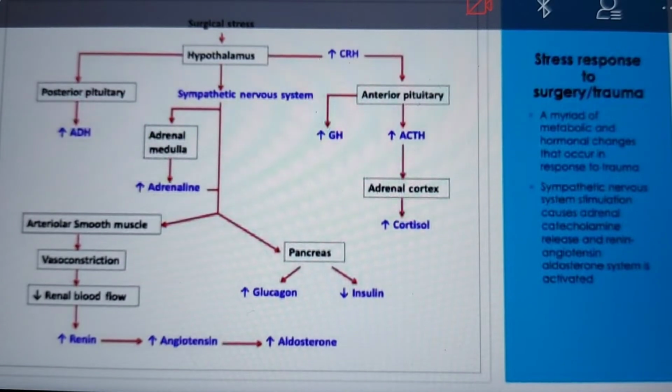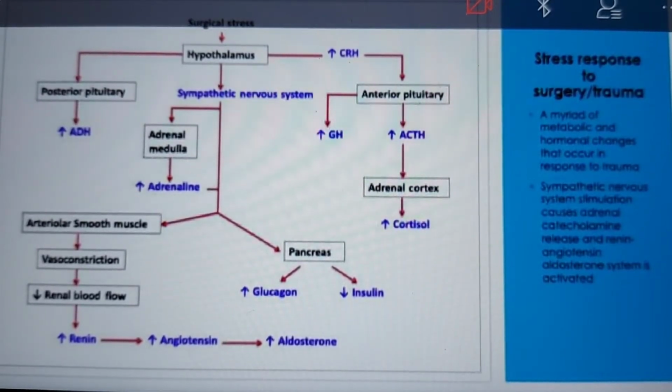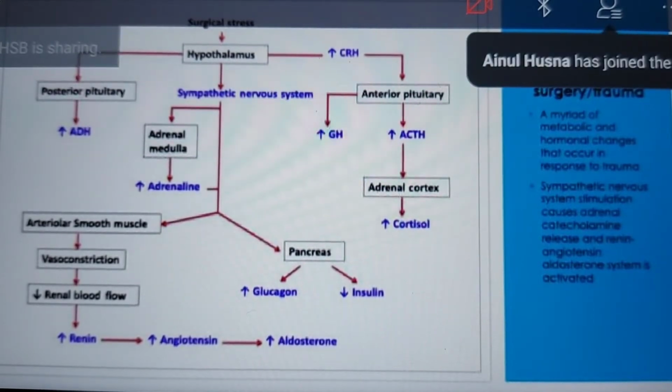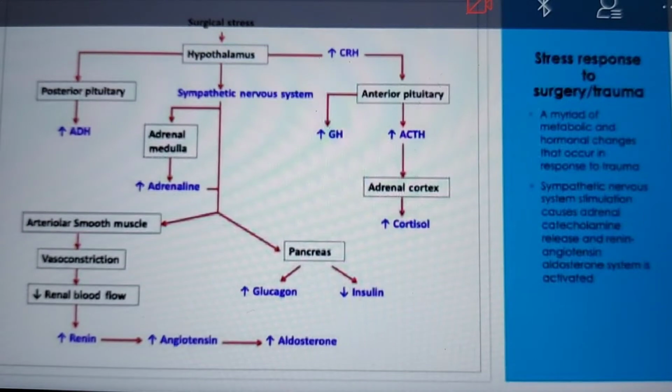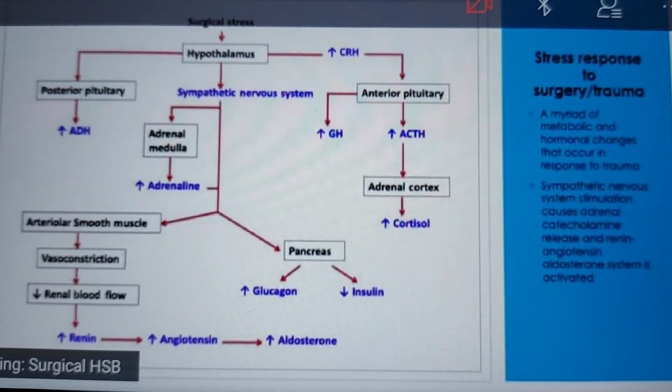So this is the stress response to surgery or trauma, in regards to starvation or fasting. During prolonged starving or fasting, a myriad of metabolic and hormonal changes will occur in response to that. First, the surgical stress will stimulate the hypothalamus, causing the sympathetic nervous system to be activated. Then it causes adrenal catecholamine release, and the renin-angiotensin-aldosterone system will be activated, hence causing sodium and water retention. When we fast, the insulin level will decrease and glucagon level will increase for gluconeogenesis.